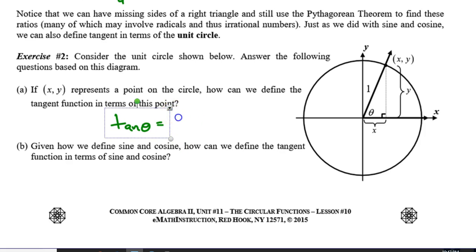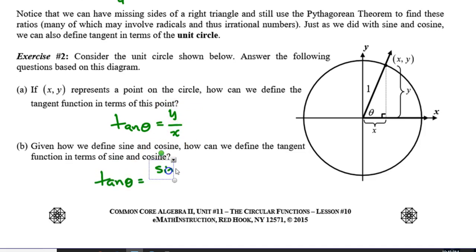Because hopefully you said it's the y over the x. It's the opposite over the adjacent. Now, in terms of defining this in terms of sine and cosine, well, we had said y was the sine and cosine was the x on the unit circle, right?